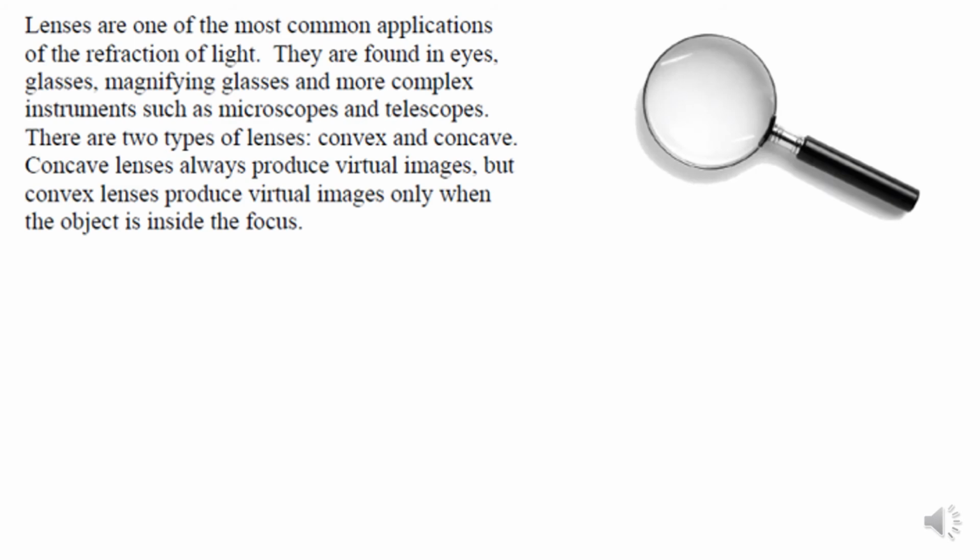Lenses are the most common applications of the refraction of light. They are found in eyes, glasses, magnifying glasses and more complex instruments such as microscopes and telescopes. There are two types of lenses, convex and concave. Concave lenses always produce virtual images, but convex lenses produce virtual images only when the object is inside the focus.